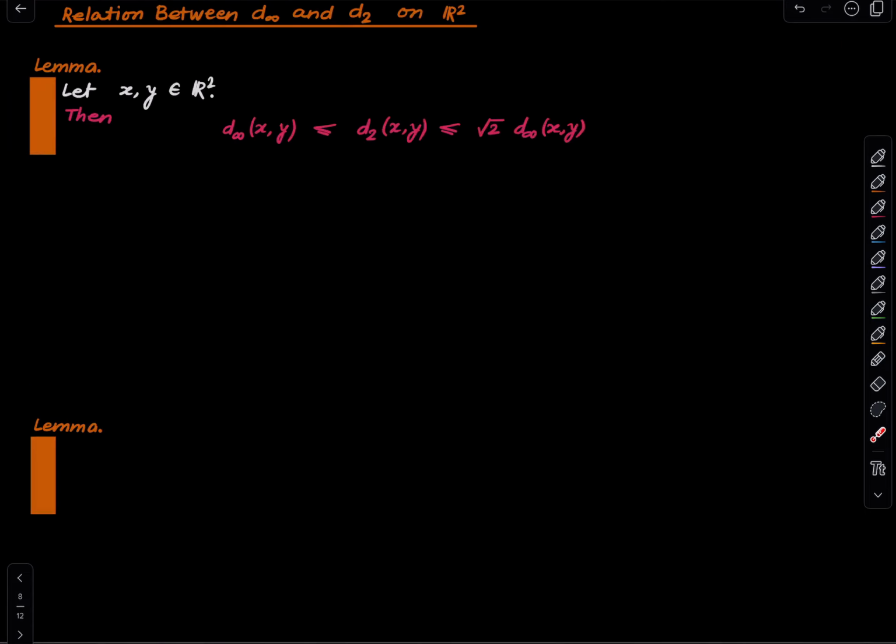But perhaps we should see at least some connection between the infinity distance and the Euclidean distance. So here is our lemma. If you know the Euclidean distance between 2 points, you can estimate the infinity distance, or conversely, if you know the infinity distance, you can estimate the Euclidean distance. It will satisfy this inequality. Okay, so let's prove this. Let's first prove this side.